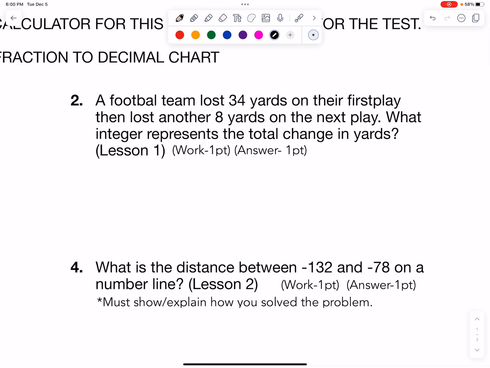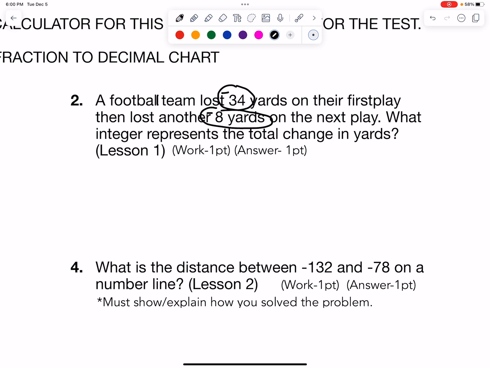A football team lost 34 yards on their first play. So losing is a negative. Remember our hint with making a note about that. And then they lost another 8 yards on their next play. What integer represents the total change in yards?